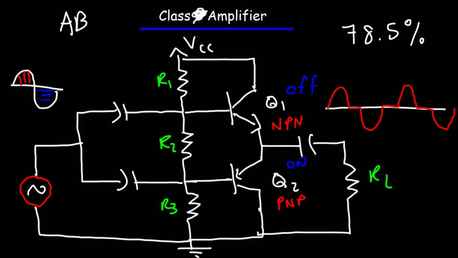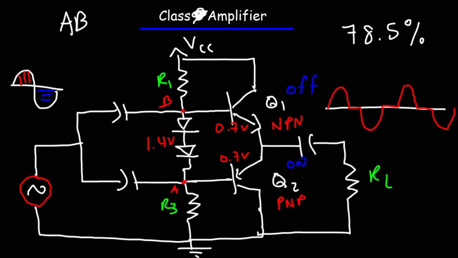And to create the Class AB amplifier, what you need to do is replace R2 with 2 diodes. And these are silicon diodes with a voltage drop of approximately 0.7. So to combine, the total voltage drop between, let's call this point A and point B, will be 1.4, which is equal to the voltage drops of the two transistors, which is also 1.4.